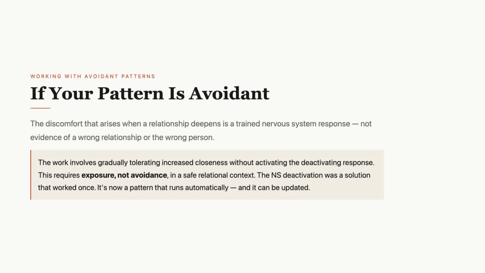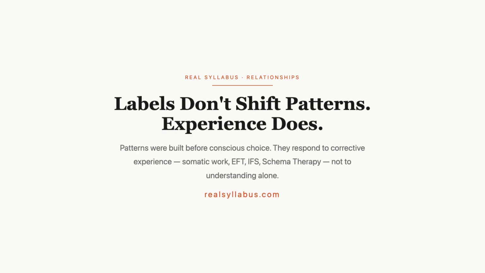Attachment style theory's key contribution: the patterns in adult relationships were built before conscious choice, in early caregiver experience, and they operate as automatic nervous system responses, not character traits. Labels don't shift them. Corrective experiences, somatic work, and targeted therapeutic approaches do. Knowing your attachment style is the beginning of understanding the pattern. Shifting it requires something your nervous system can feel.